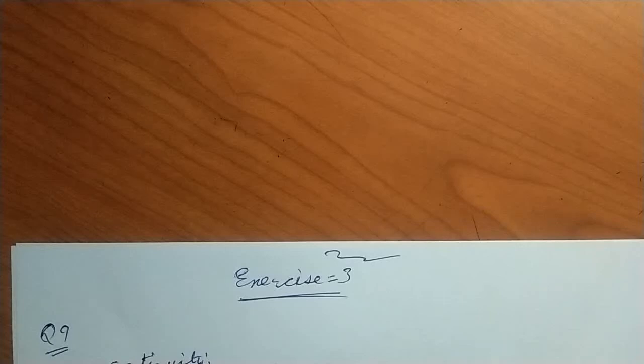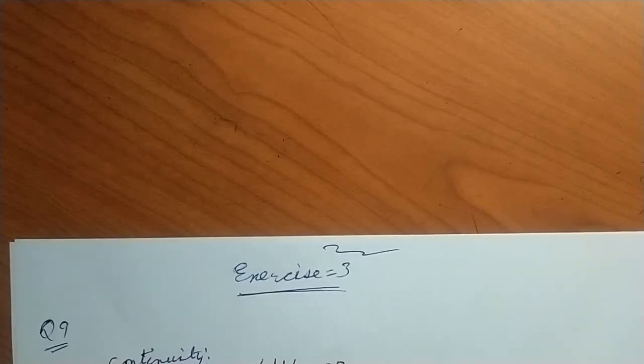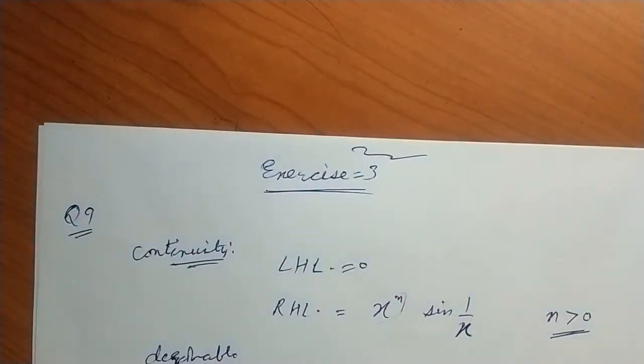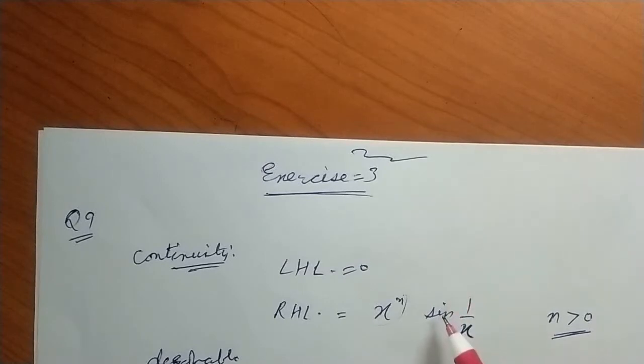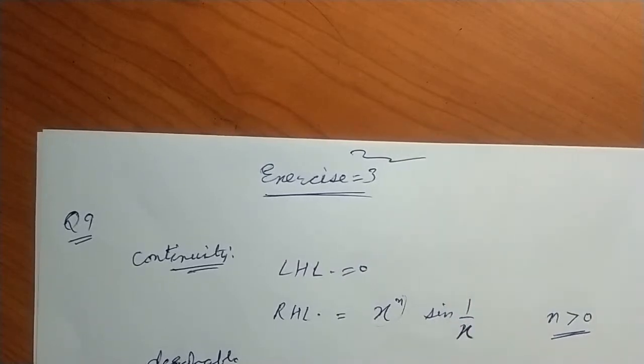Doubts of differentiability exercise, starting with exercise 3, question number 9. So first we'll check continuity over here. We can see that LHL over here is 0 when x tends to 0, and for RHL to be 0, this is between -1 to 1, and for this entire quantity to be 0, n has to be greater than 0. Only then this quantity would tend to 0.